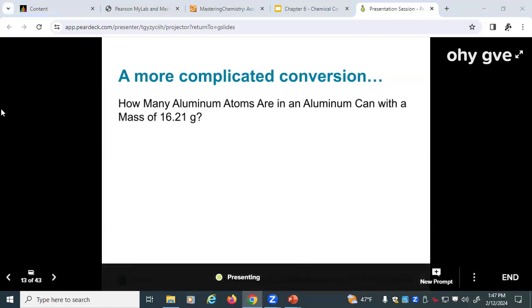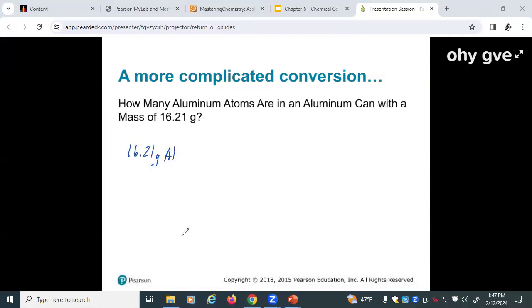So if I have a question like this, where I'm starting with 16.21 grams of aluminum, I can do a two-step conversion where I know I'm going to need to convert to moles in the middle. My first step would be, let's turn that grams of aluminum into moles of aluminum. To do that, I need the molar mass. The molar mass of aluminum is 26.98 grams. So that step cancels out my grams.